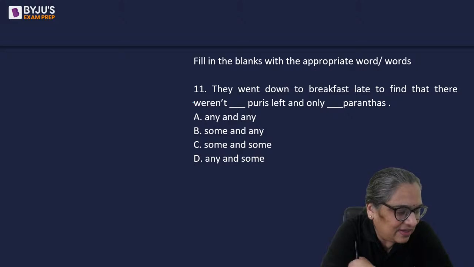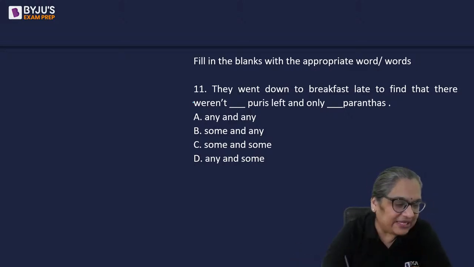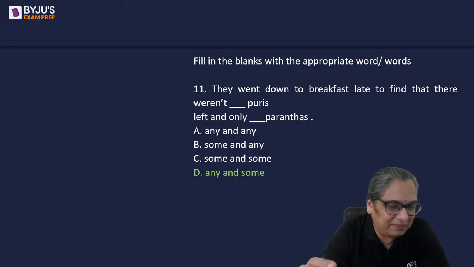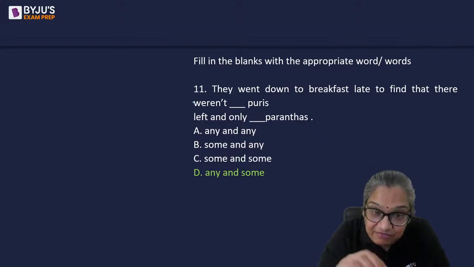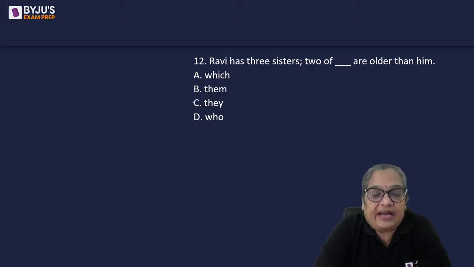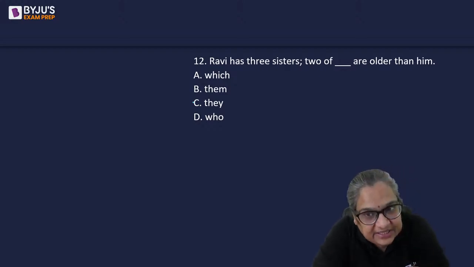I think the unanimous answer is D, so we shall not waste much time. You have been trained well. Ek bhi poori bacha nahi tha, bas kuch parathe bache the. So there weren't any puris, and only some parathas left. Excellent. Ravi has three sisters. Two of dash are older than him.